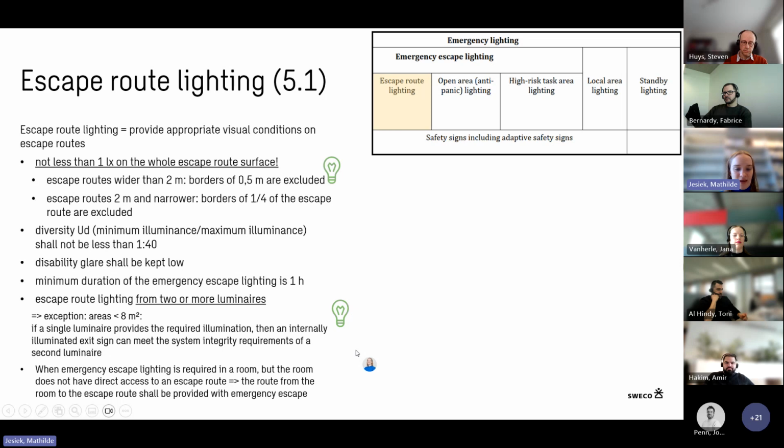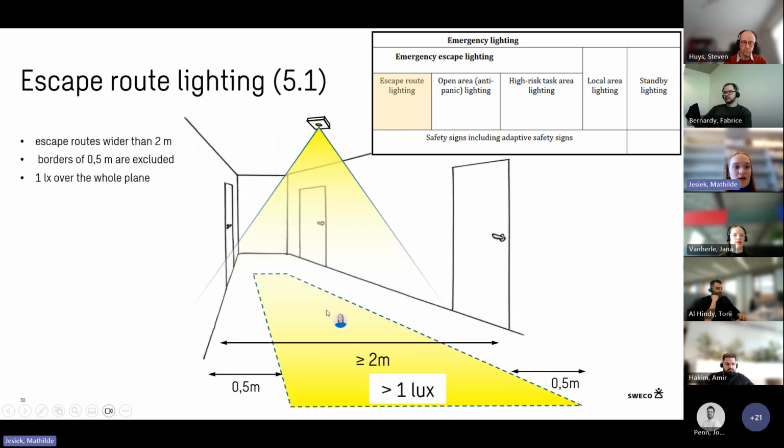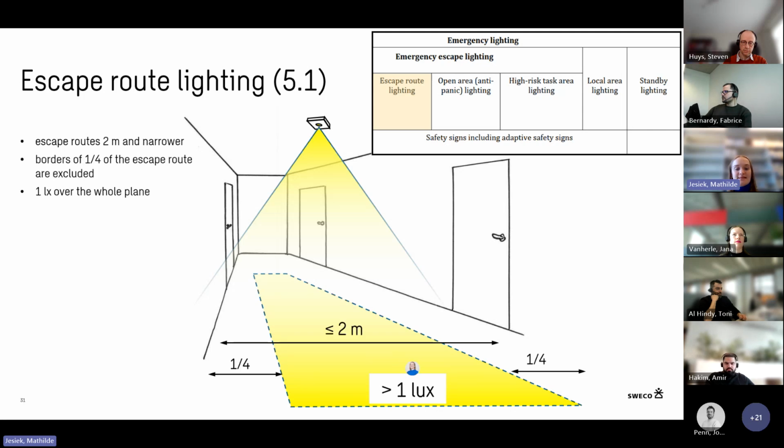but I will show you some examples. So, for example, we have an escape route that is wider than 2 meters. So now we can take off 0.5 meter on each side of the escape route, and the rest of this band should be over 1 lux, so minimum 1 lux on the whole band. The same corridor, but it's narrower than 2 meters or exactly 2 meters. We can take off 1/4 of the escape route, of the boundary zone, sorry, and the rest of the escape route will have to be minimum 1 lux. So for example, if you have 2 meters, it will be 0.5 meter here, 0.5 meter here.